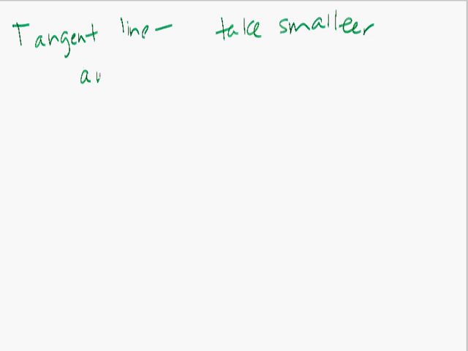Okay, so to find this tangent line, we take smaller, smaller, and smaller delta x's.